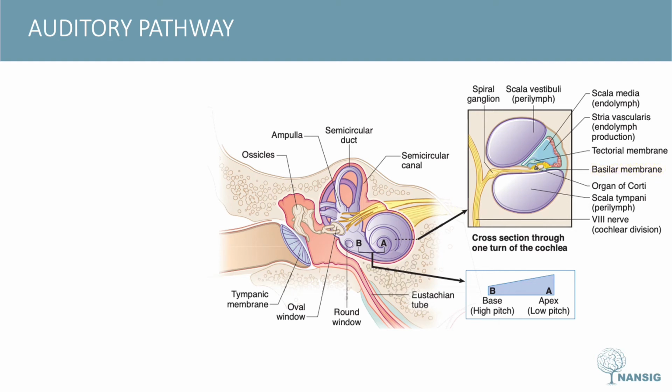Notably, a so-called tonotopic map is elaborated along the basilar membrane, whereby high-frequency sound waves cause maximum displacement of the basilar membrane and stimulation of hair cells at the base of the cochlea, whereas low-frequency sounds maximally stimulate hair cells at the apex of the cochlea. This aids in frequency or pitch discrimination.